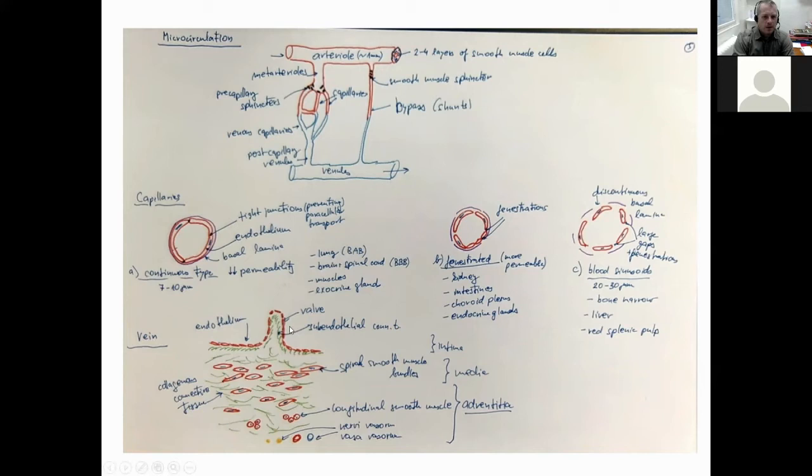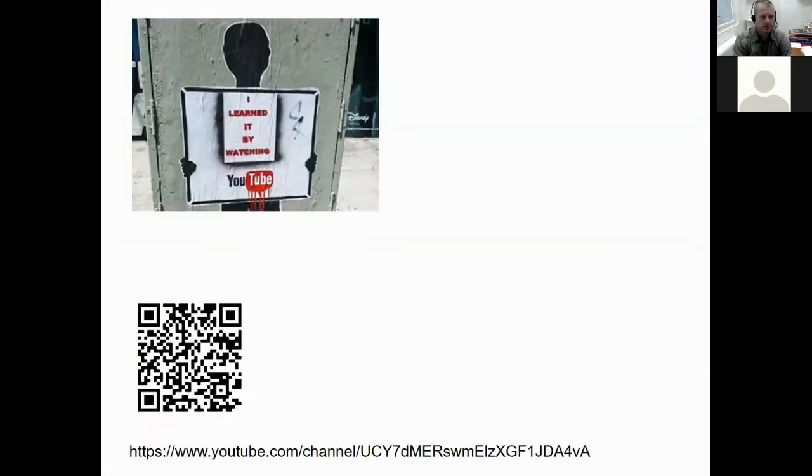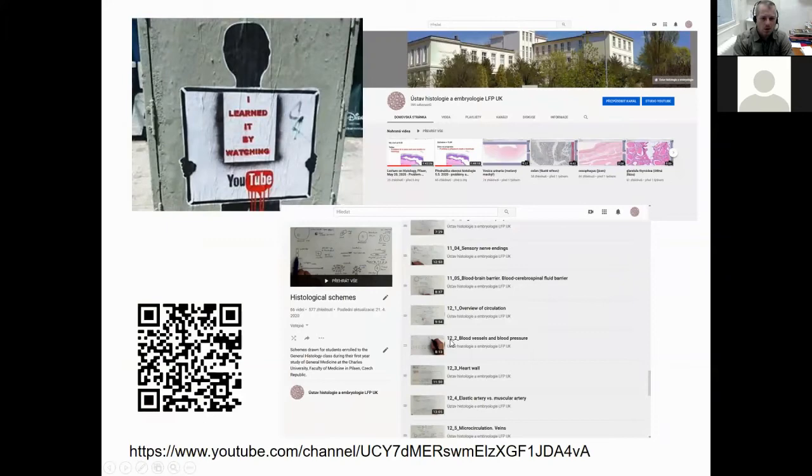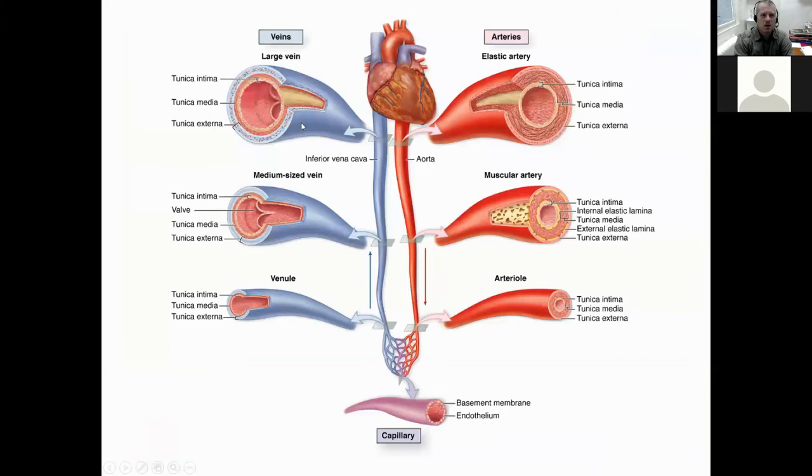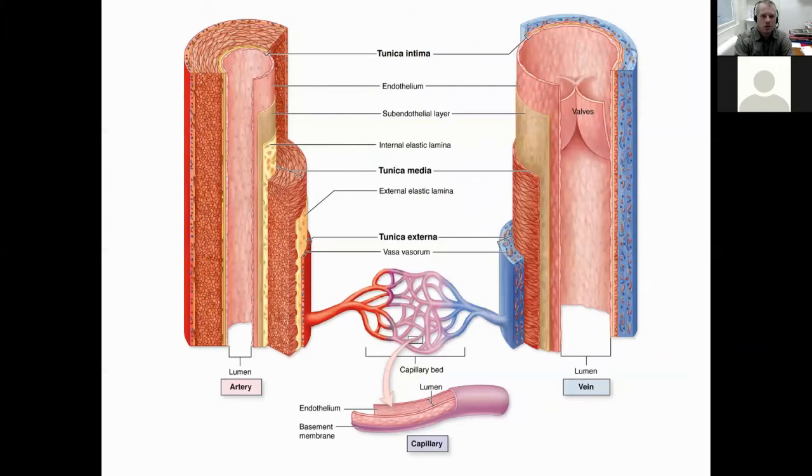So these are venous valves that are preventing the reflux of the blood. All these schemes are on our channel on YouTube with all the additional comments, so you can go through it in detail if you want. These are a few schemes, so all the students are supposed to understand the anatomic and histological difference between arteries and veins. The changes in proportions I just gave my comments on.